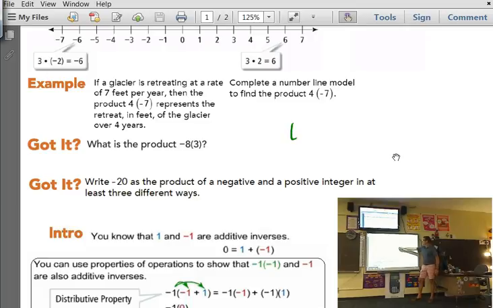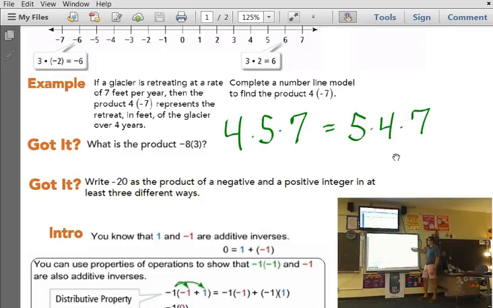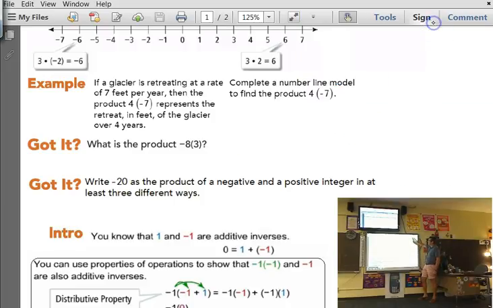Say there's 4 times 5 times 7. I can make this 5 times 4 times 7. It doesn't matter what way I rearrange them. I could also make it 7 times 5 times 4, it doesn't matter. It's all going to come out to be the same exact answer.